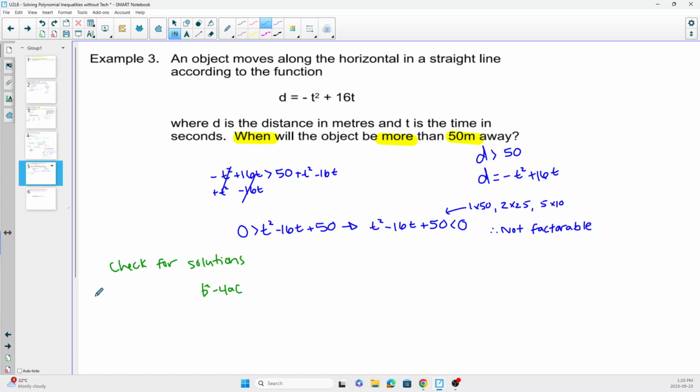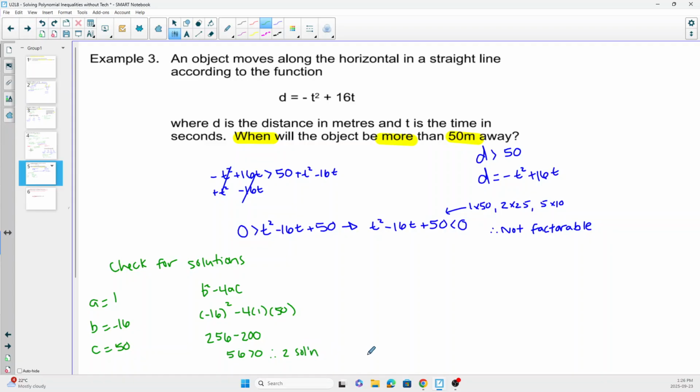So when we're looking at this, a is equal to 1, b is equal to negative 16, and c is equal to positive 50. When we sub this in, we have negative 16 squared minus 4 times 1 times 50. Negative 16 squared, a negative times a negative is a positive, and 16 times 16 is 256. 4 times 1 is 4, times 50 is 200, and we have a negative there, minus 200. 256 minus 200 equals 56. So the discriminant is greater than 0, therefore there are two solutions.